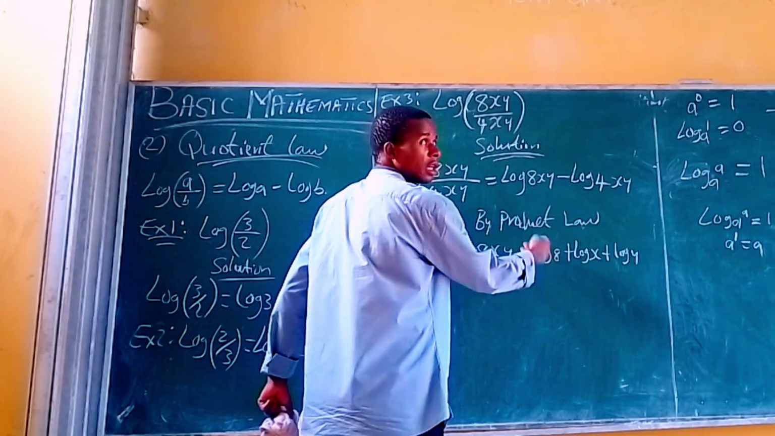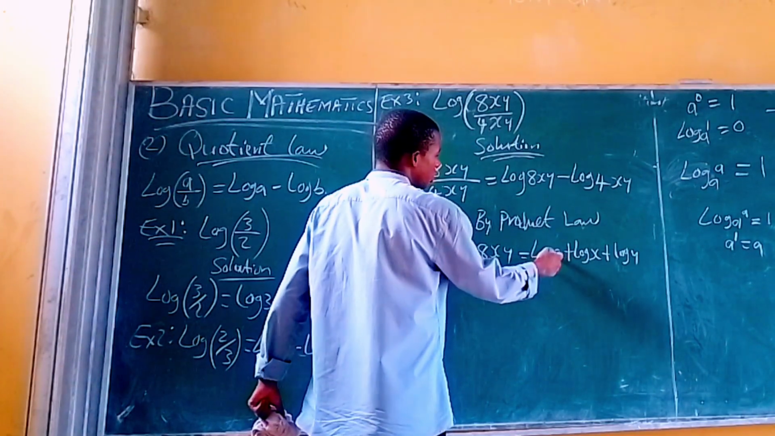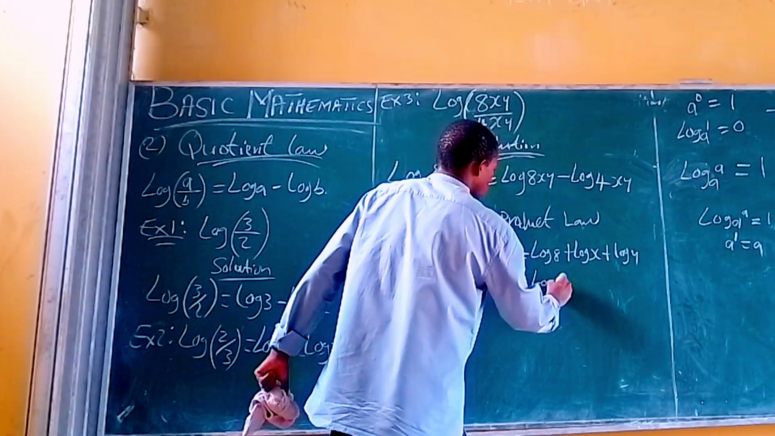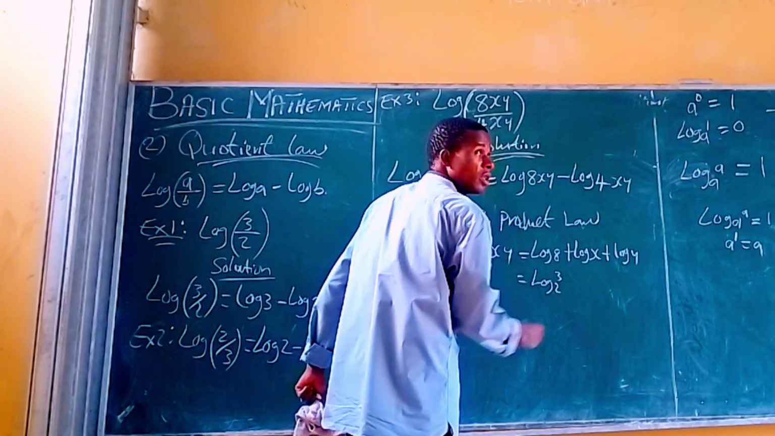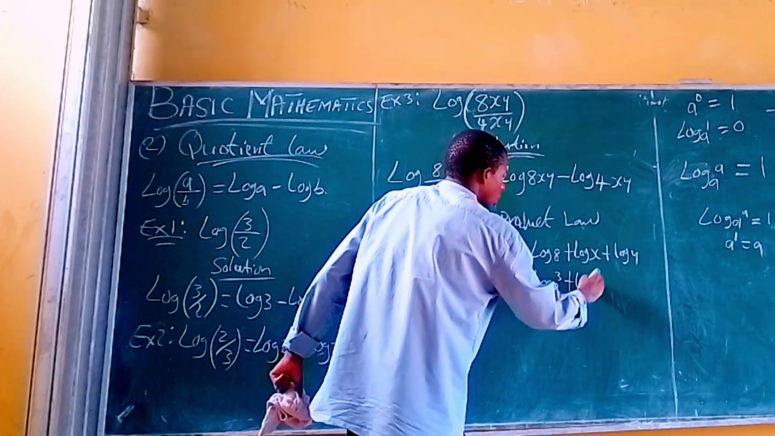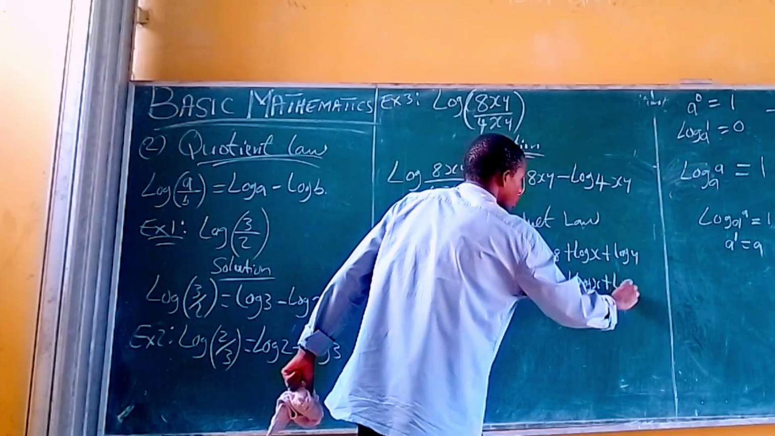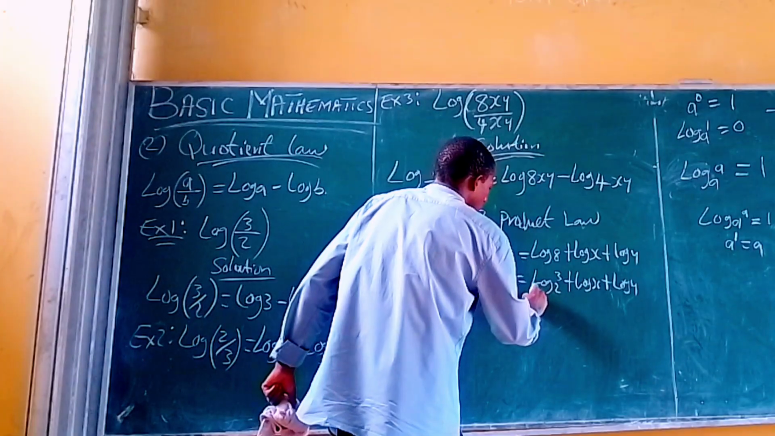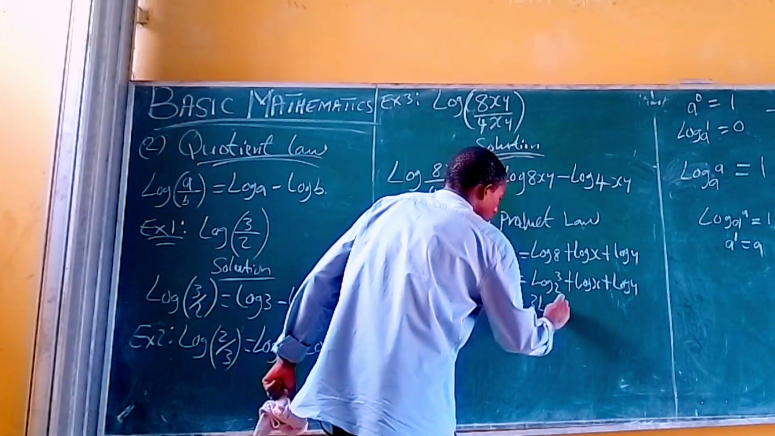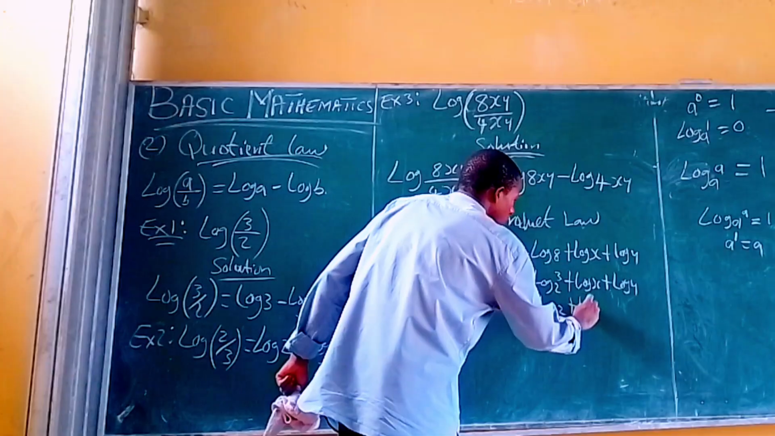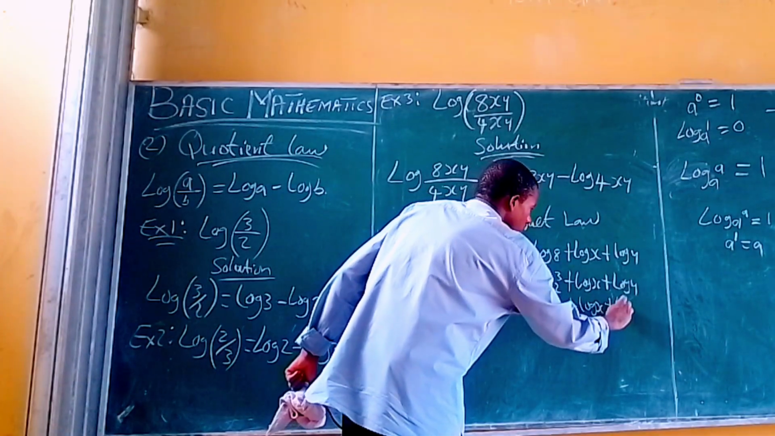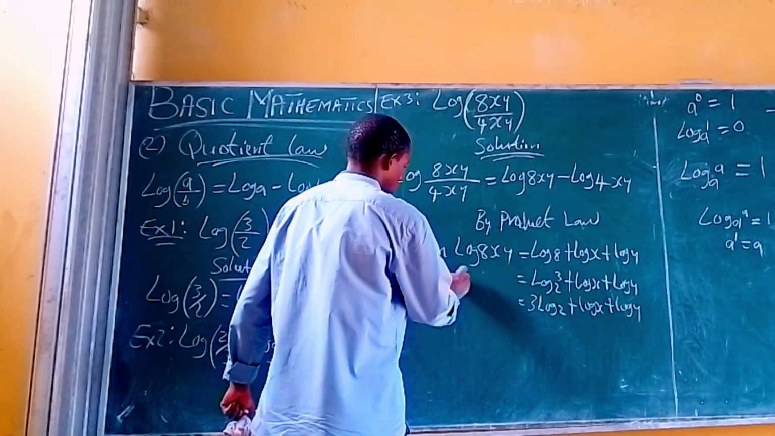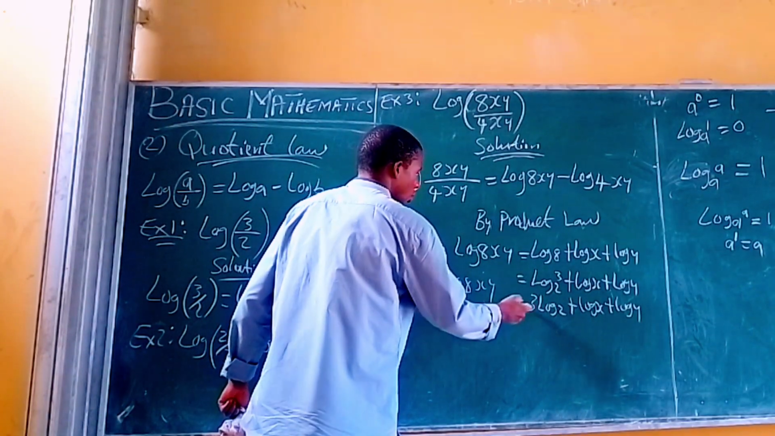We can still bring it down more. We can leave it in this form, or write 8 as 2 to the power 3. So log of 2 cubed, plus log x, plus log y. This comes down as 3 log 2 plus log x plus log y. You try that. It equals this.